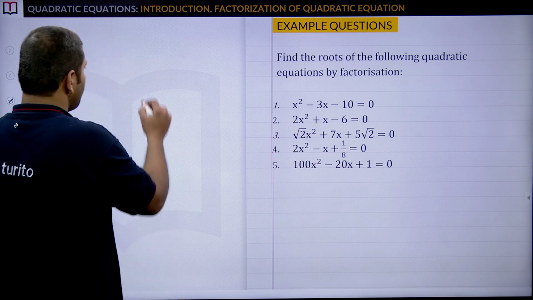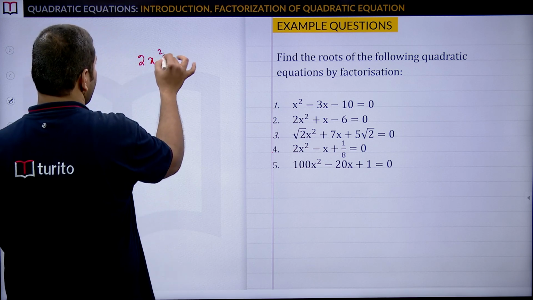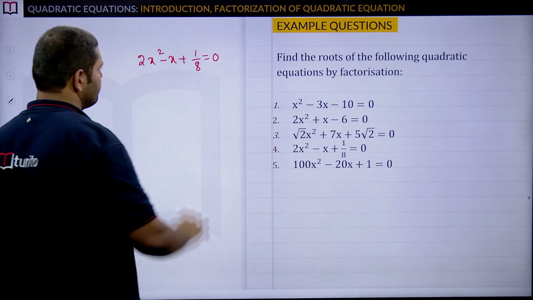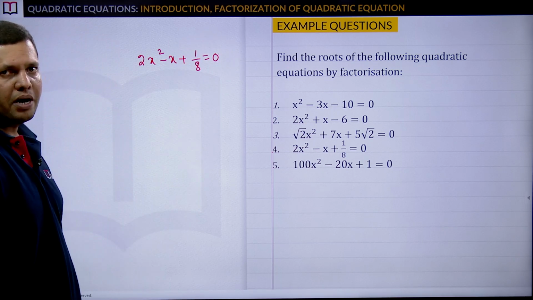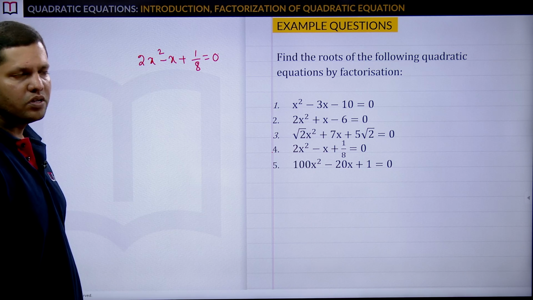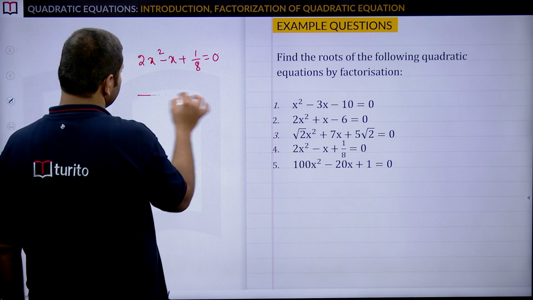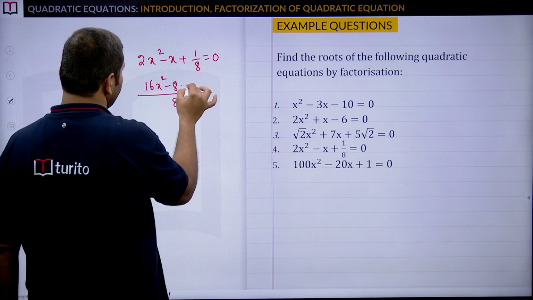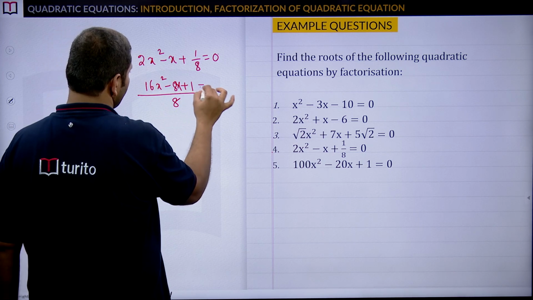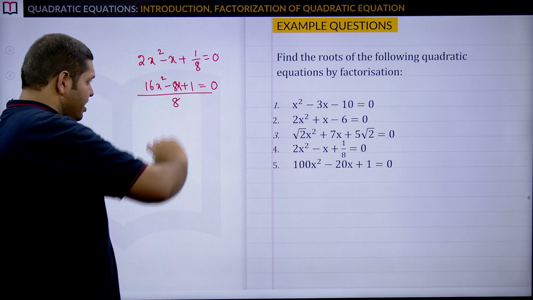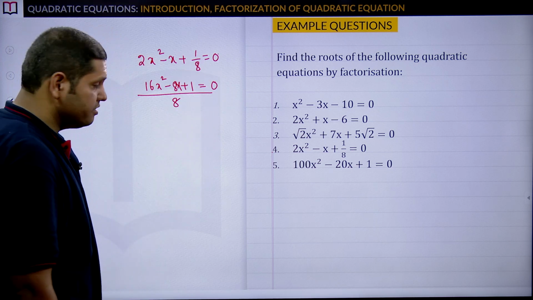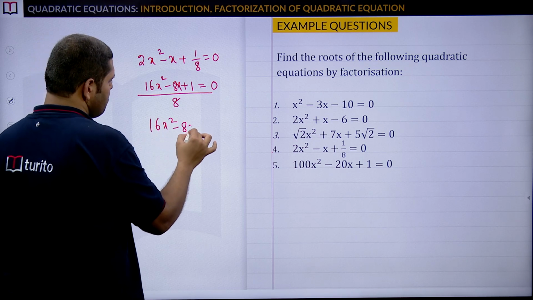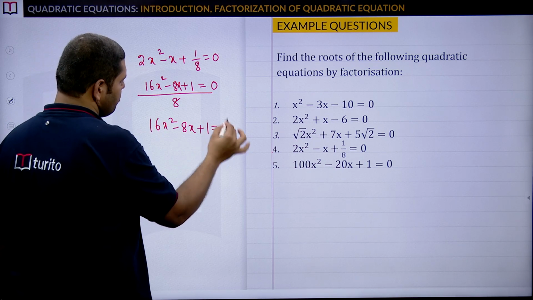2x square minus x plus 1 by 8 is equal to 0. So 2x square minus x plus 1 by 8 is equal to 0. Children, I am taking the LCM, so this is 8. So this is 16x square minus 8x plus 1 equal to 0. Children, send the 8 to the RHS side.